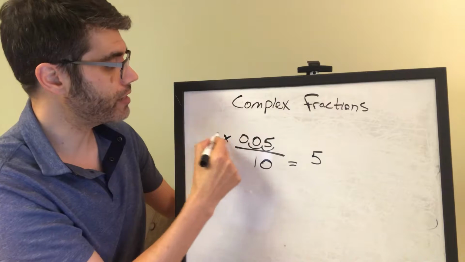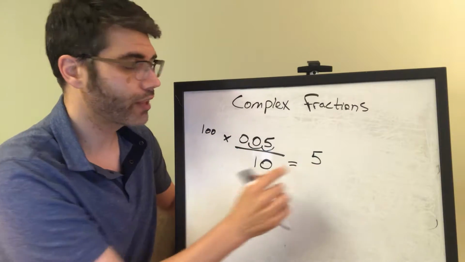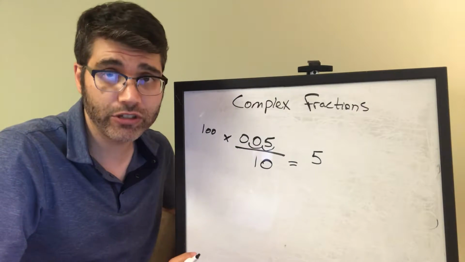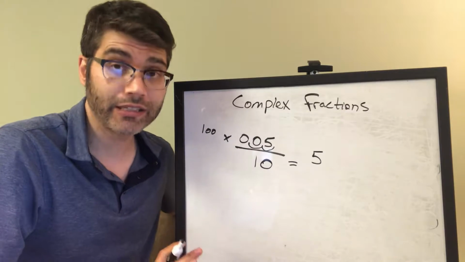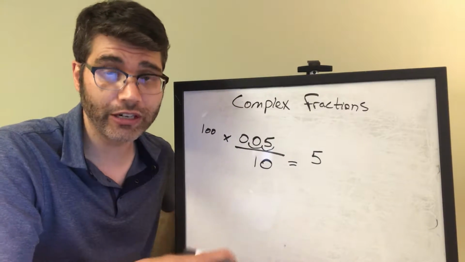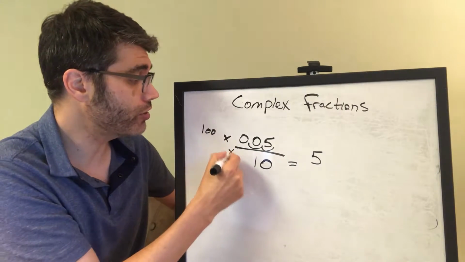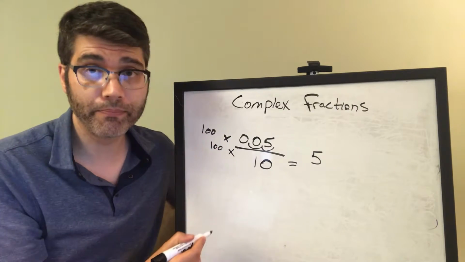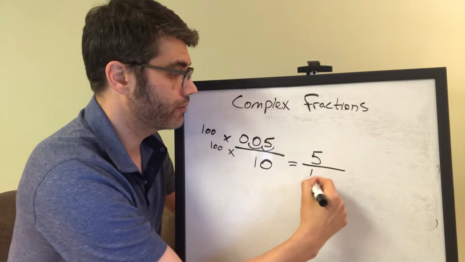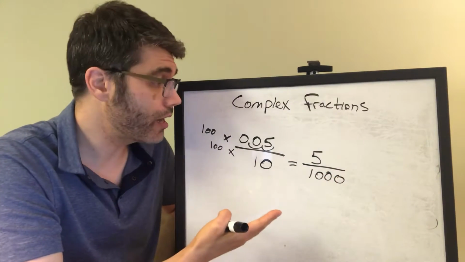So if you multiply the numerator by 100, you get rid of the decimal point, it just becomes 5. Really important, whatever you do to the numerator of a fraction, you have to do to the denominator of that same fraction in order to keep the value of that overall fraction equivalent. So if I multiply the numerator by 100, I also have to multiply the denominator by 100. And so 10 times 100 is 1,000. So this is a proper fraction.